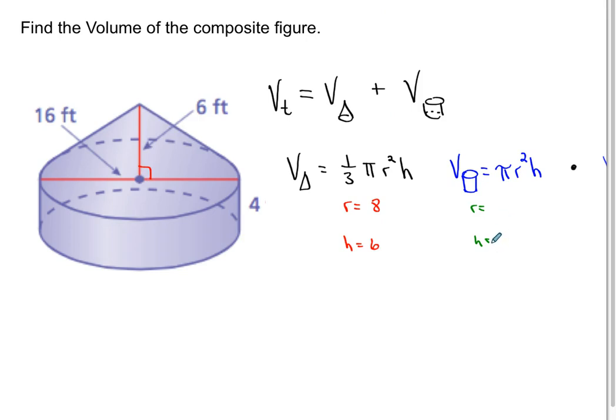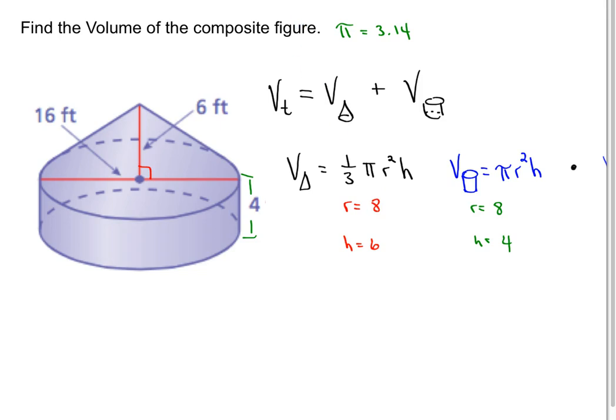What's the radius and height of the cylinder? Cylinder uses that same diameter, so, yep. Excellent. 4 for the height, and 8 and the same 8 for the radius. Perfect. We have everything we need to plug in, and we're going to let pi equal 3.14.